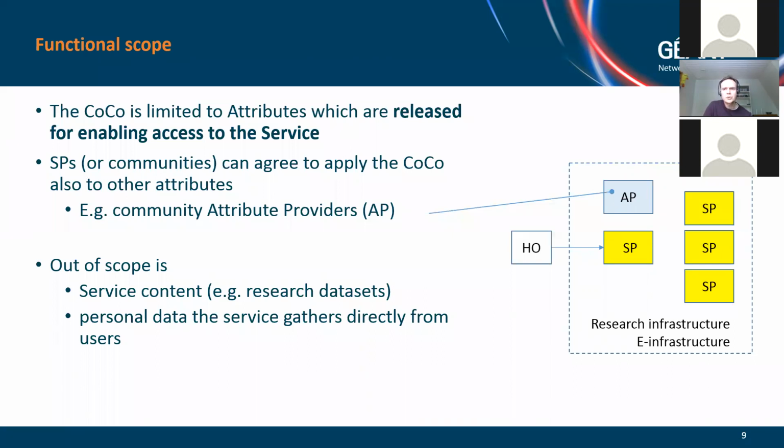The actual service content is out of scope for this code of conduct. For instance, if the service is a data archive for sensitive human data, genomics data, proteomics, and so on, that's out of scope. The COCO covers only the end users, such as the researchers' attributes, which need to be released for the researcher to access the service. But the research data sets are out of scope. Also, those attributes that the service provider gathers directly from the user are out of scope.